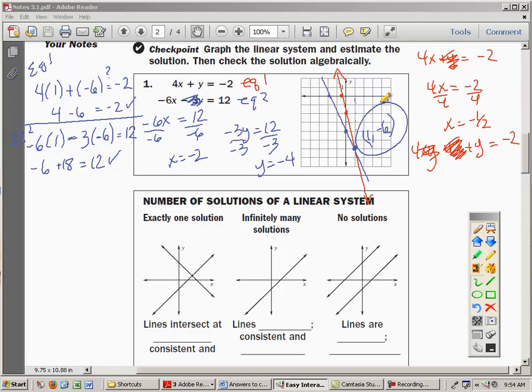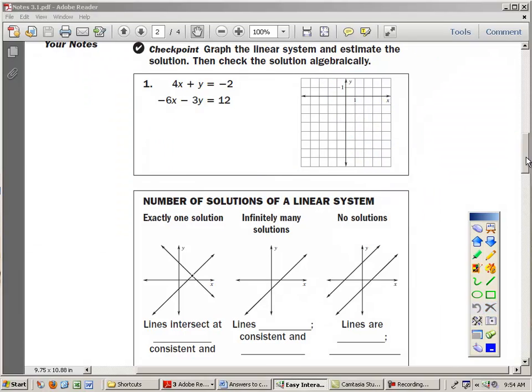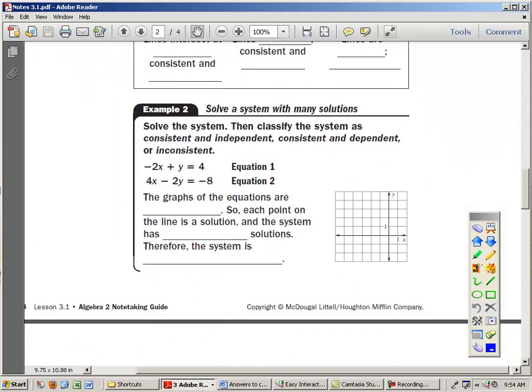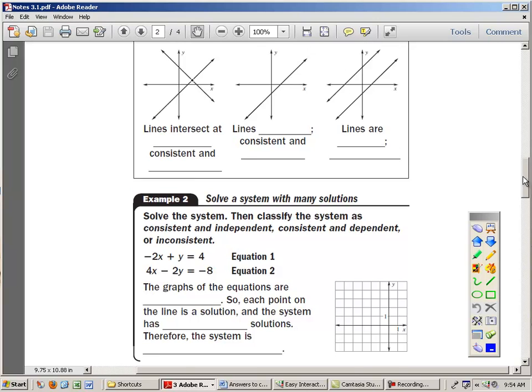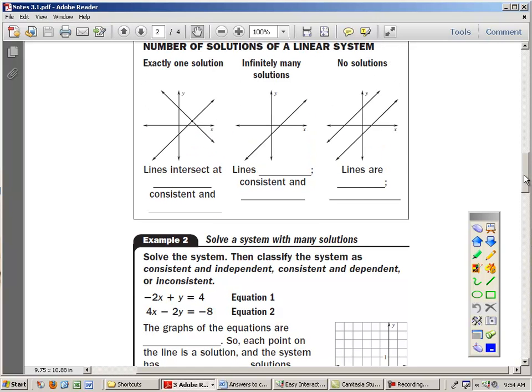So we're going to get back to talking about this dependent and independent and all that kind of business like we were talking about from earlier. The number of solutions for a linear system. Linear systems that intersect at exactly one point. Again, anything that has a solution is consistent. All right, but these two lines are independent of one another, and so we say it's consistent and independent.